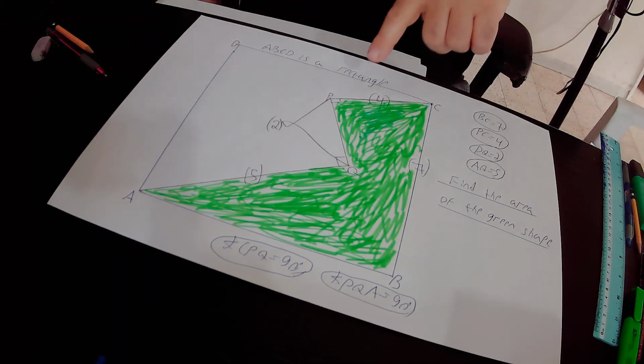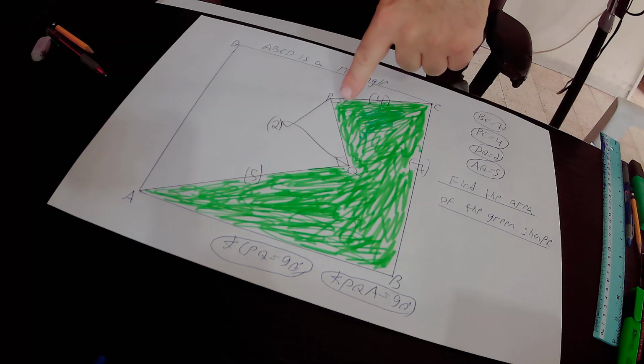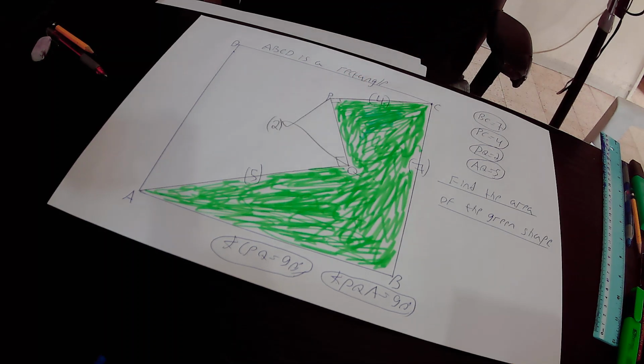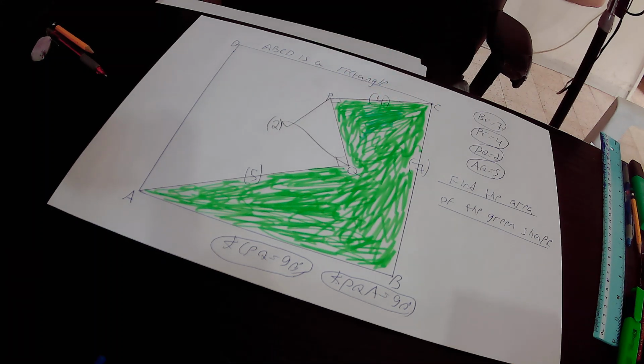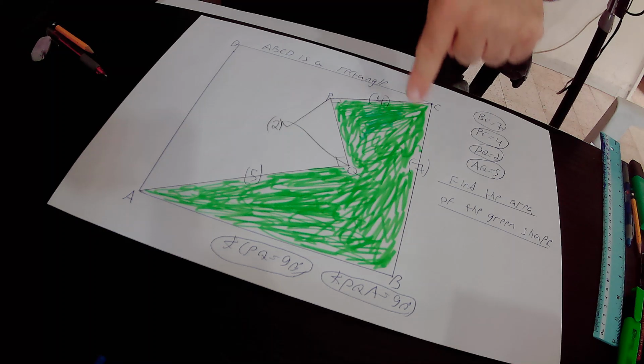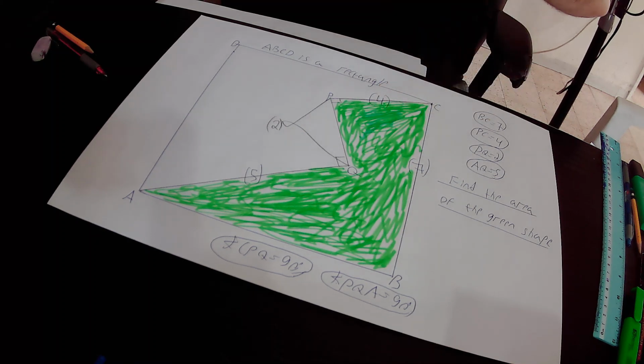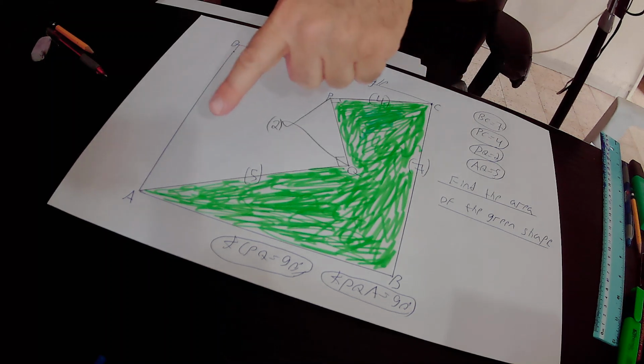In addition, this is angle CPQ, that is a right angle, and this is angle PQA, that is also a right angle. I repeat again that our mission is to find out the area of this green shape. So first of all, we join point C and A together by a straight line.